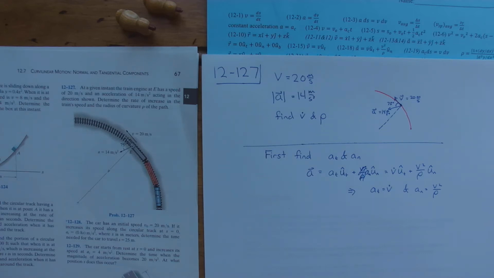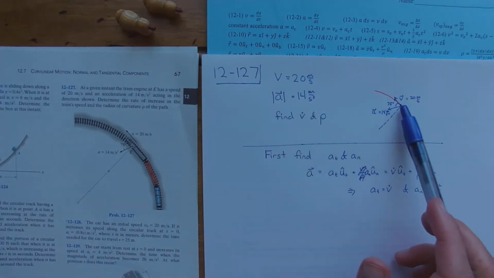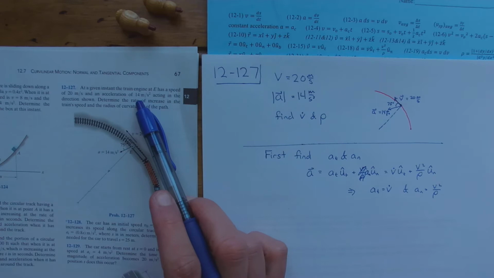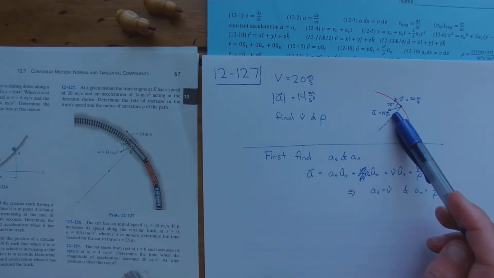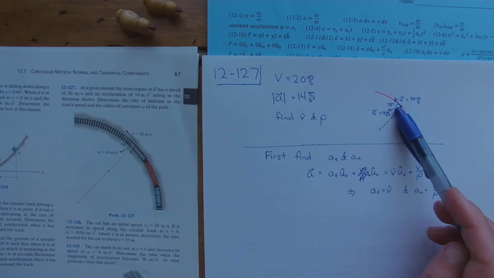This is problem 127 from chapter 12. It's a fun little problem where we have a train engine with a speed of 20 meters per second, going in the direction shown, and an acceleration of 14 meters per second squared. But the acceleration is going in the direction shown here, which is not directly towards the center of the curve. This is at an angle of 75 degrees.